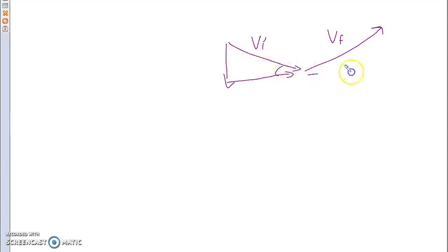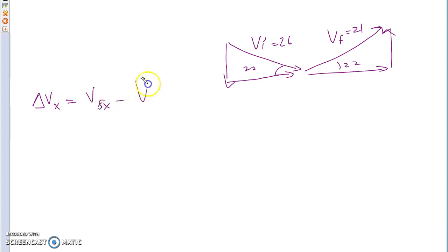Okay, so let's try doing it where we just subtract it. So exactly the same question again. We're not going to flip any vector. We're just going to try to do it as is. So we've got V initial and V final, 22, 22, 26, 21. Correct? Now what we're going to do is say delta Vx is made up of Vfx minus Vix.